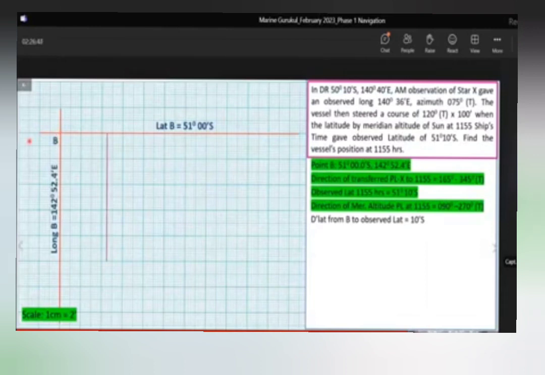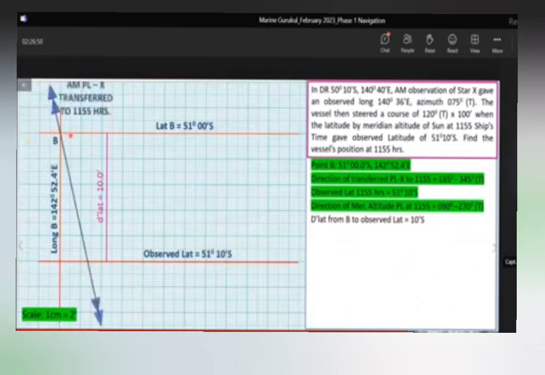Now, with respect to the latitude of B, we draw the observed latitude 10 miles south of it using the scale chosen. Now through B, we draw the transferred PL, which is for 11:55 and represented by 2 arrows at each end. We draw the 11:55 PL by latitude by meridian altitude, and that comes up on the screen.